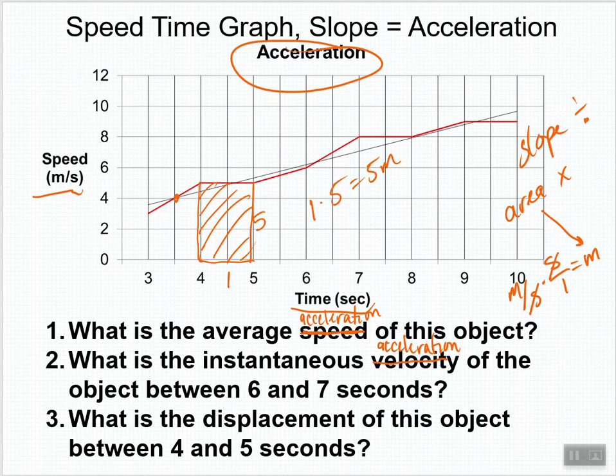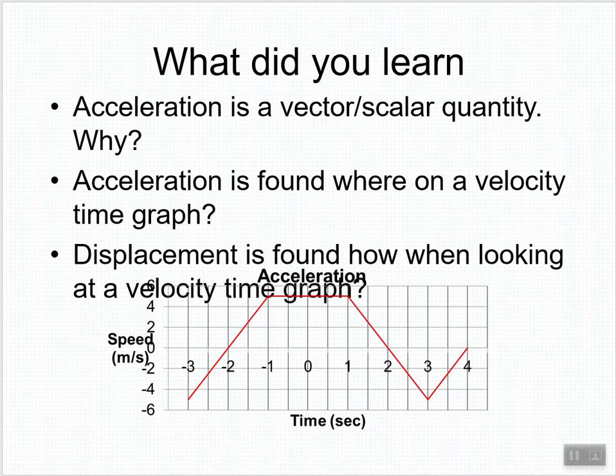Well, hey, that's everything I have for you guys today. Here's what I want you guys to do, all right? Why is an acceleration a vector or scalar quantity? Acceleration is found where on a velocity time graph? Displacement is found how when looking at a velocity time graph? So I've given you a graph to kind of look at. Do your best with it.